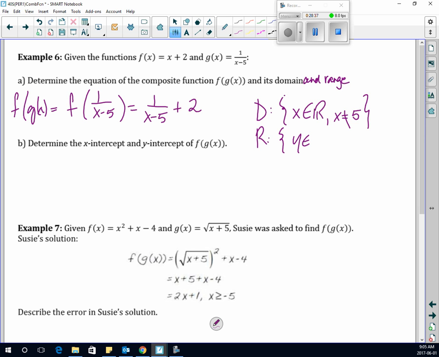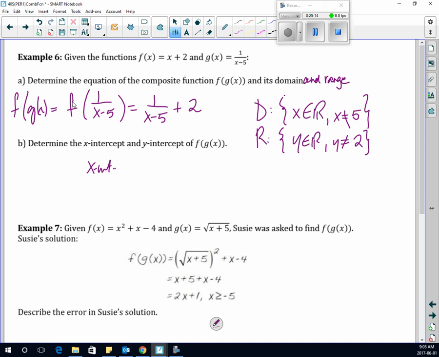y is an element of reals. y cannot equal 2. Now, the range, so the only thing you have to be watching for is the domain, because the domain is what's always going in, right? Okay. What's my x-intercept? We put y to 0 and solve.